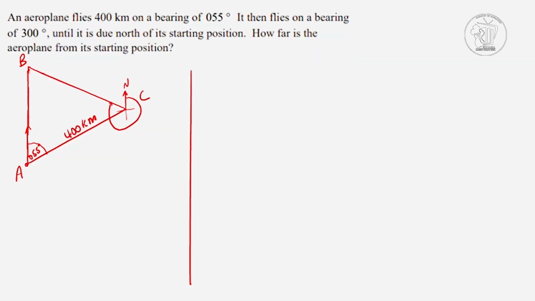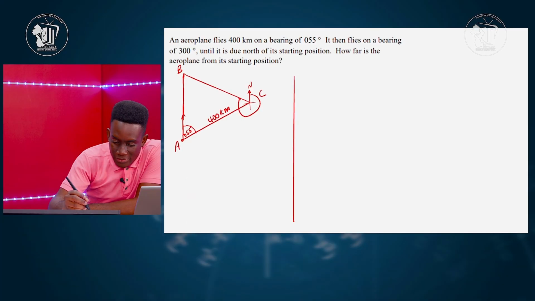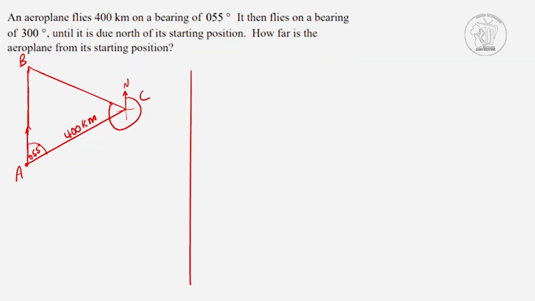So to find AB, of course, we must have an angle. Let's see, what else can we find? We just know one side and an angle. So in order for us to use either the sine rule or the cosine rule, we must have either two angles and a side or two sides and an angle. So we need to see how we can find another angle.